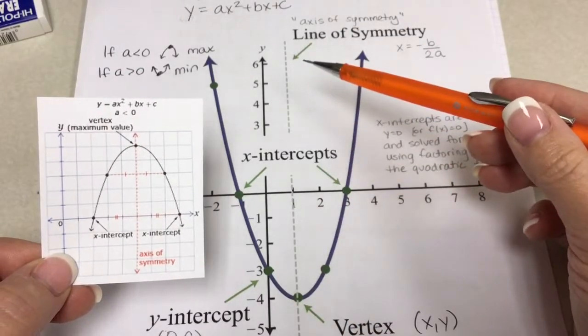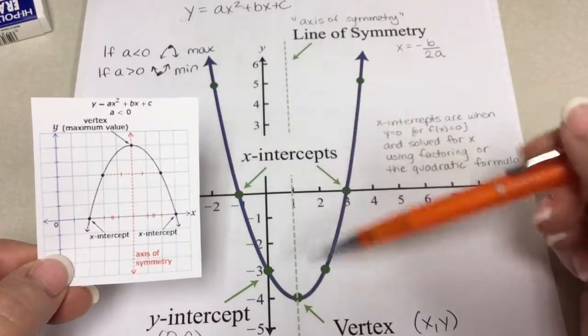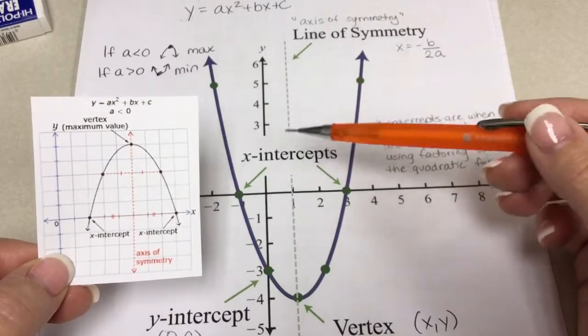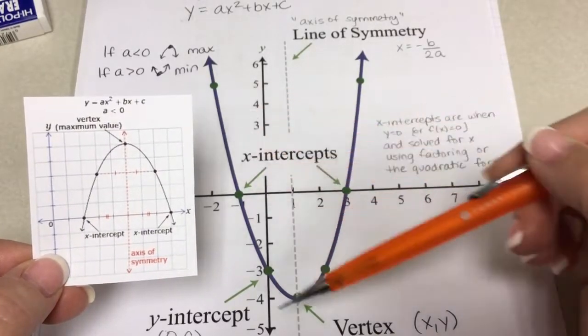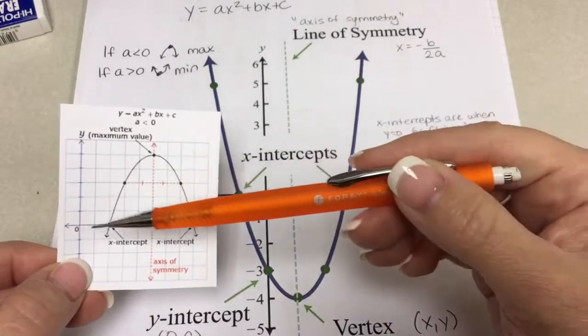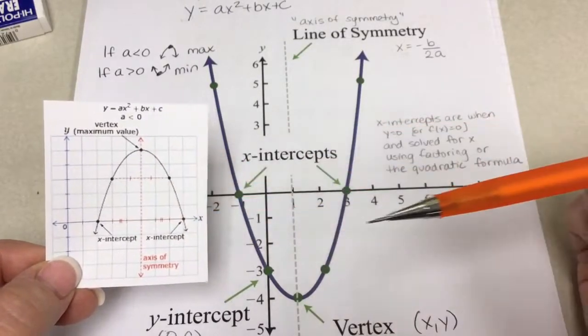And so we usually draw it dashed so that we can see it, but it's not actually part of the graph of a quadratic function. The quadratic function is actually the curve here, or in this case, the curve here.